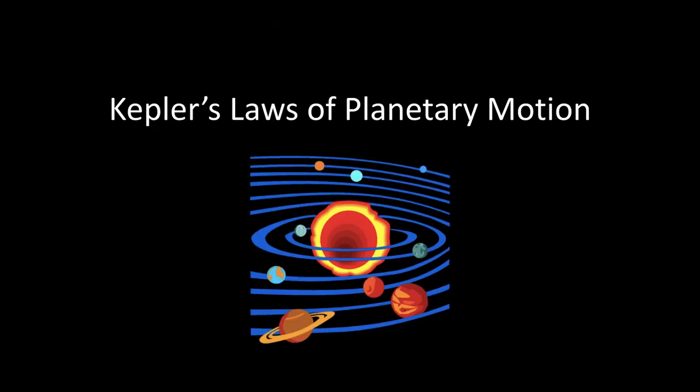On Kepler's laws. All right, so what we want to learn today, or what we're going to talk about today, is Kepler's laws. There are three of them. They have to do with planetary motion. All right, you need to be able to describe each of them and what they all imply.